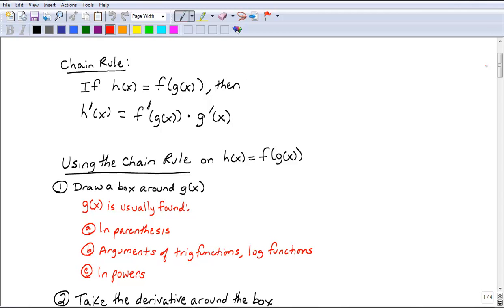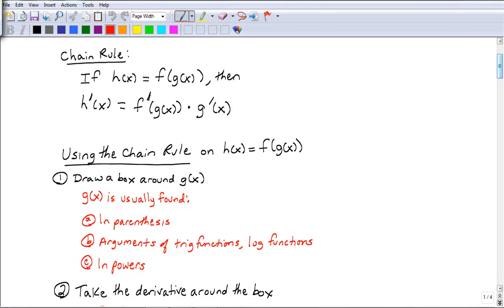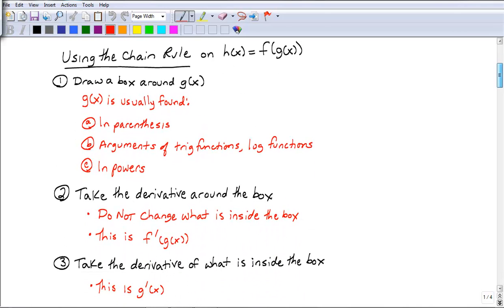Well, usually you find g of x in parentheses, or they're the arguments of trig functions, like the sine of 5x. Or they're the arguments of log functions, like the natural log of 8x squared. 8x squared would be the argument. You also find g of x in powers as well. So parentheses, powers, and arguments of transcendental functions, like log and sine and cosine.